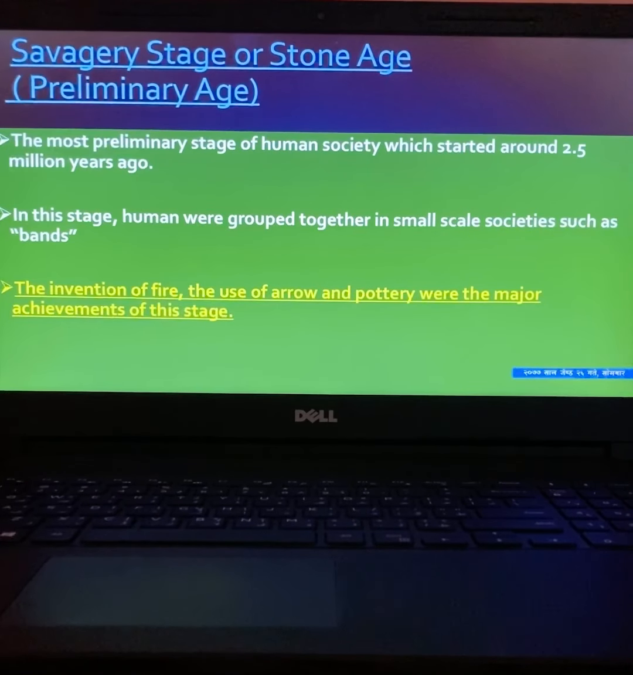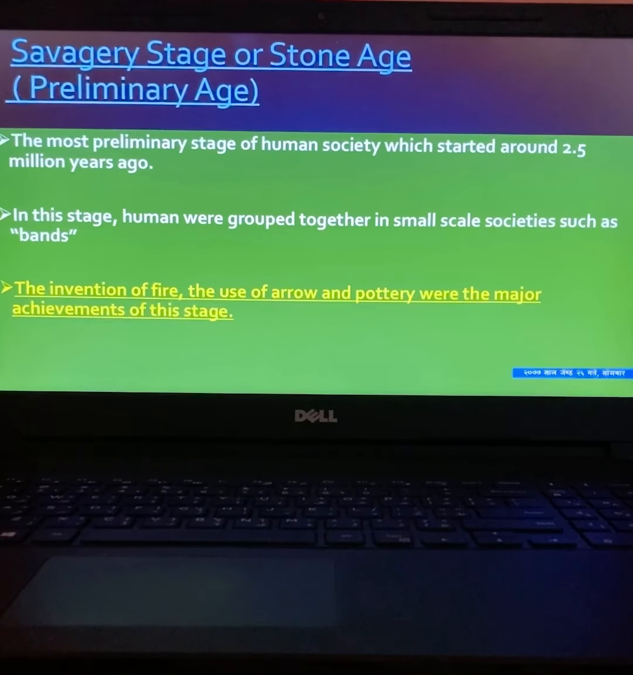One thing you should keep in mind is that in the first stage, the savagery stage, there was an invention. Invention means creating something totally new with one's own idea and development. For example, we can take a simple example like how Thomas Edison invented the light bulb. So invention is totally new things that come from one's own mind, idea or development.